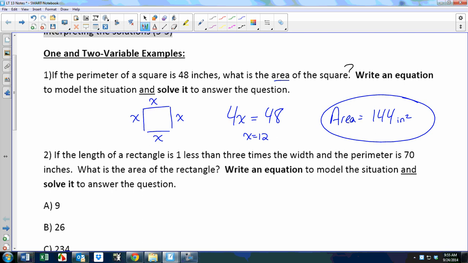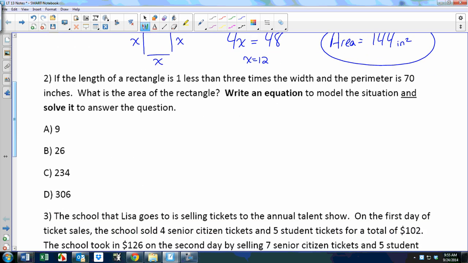Okay? All right, number 2. Number 2 could be a 1 variable or a 2 variable problem, but we're going to try to make it a 1 variable. If you can make it all 1 letter, make it 1 letter. All right, so that's what we're going to try.